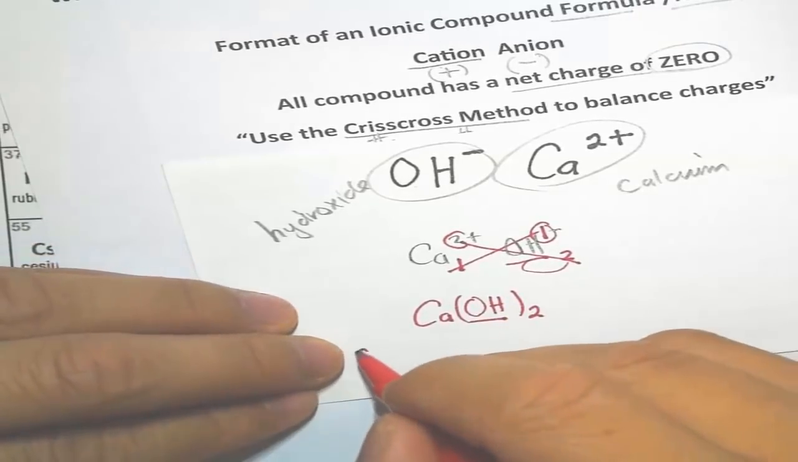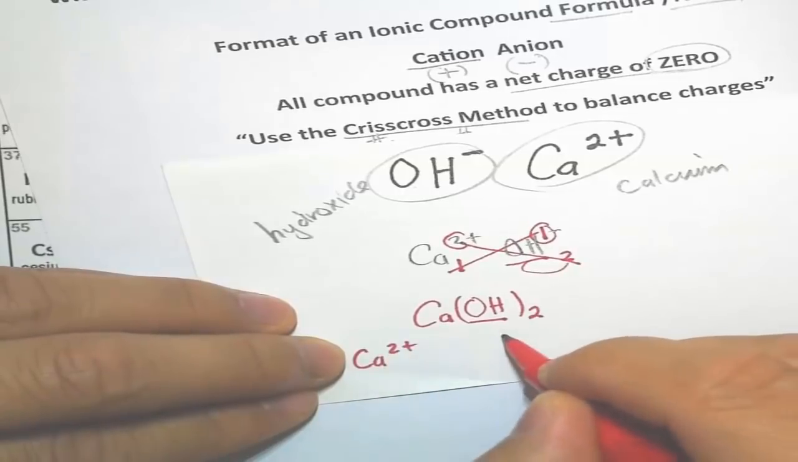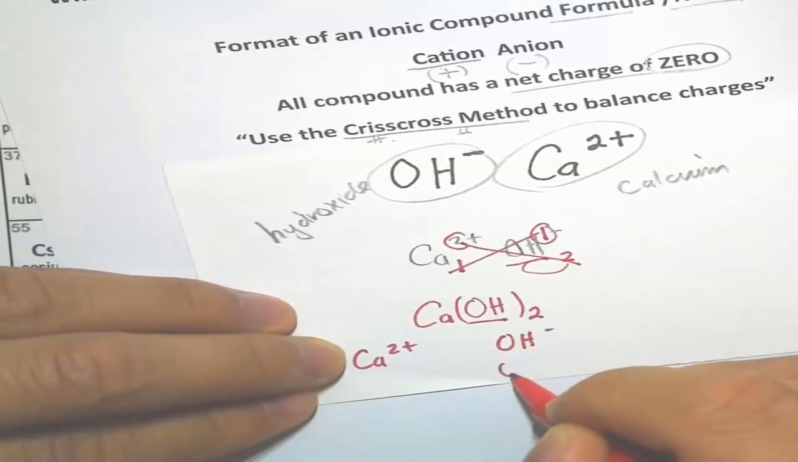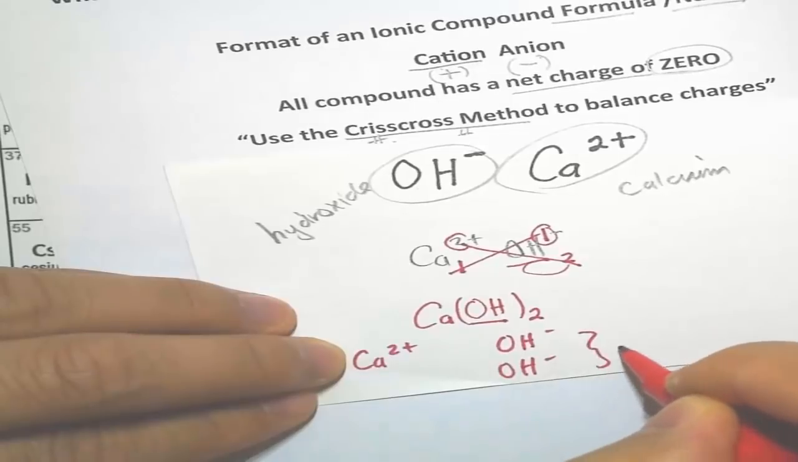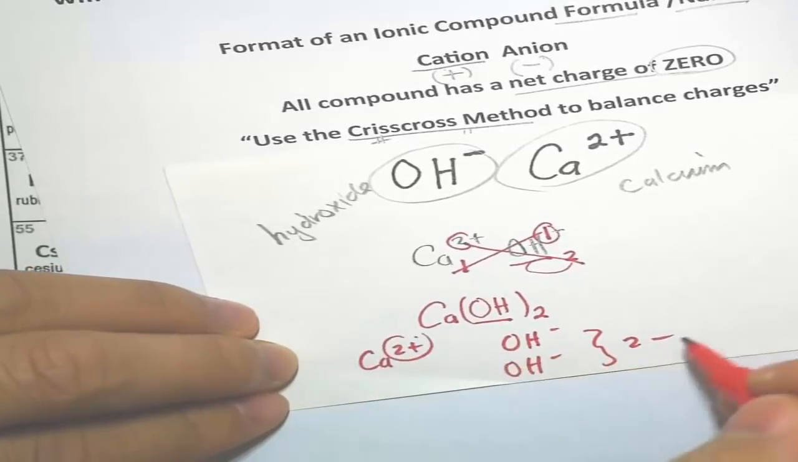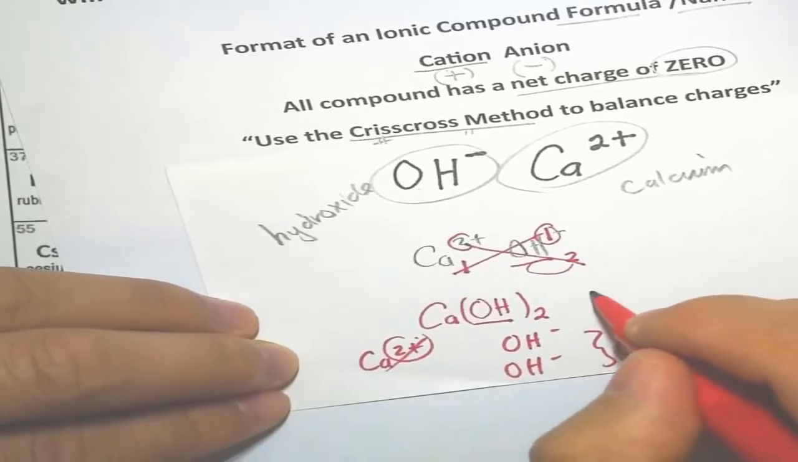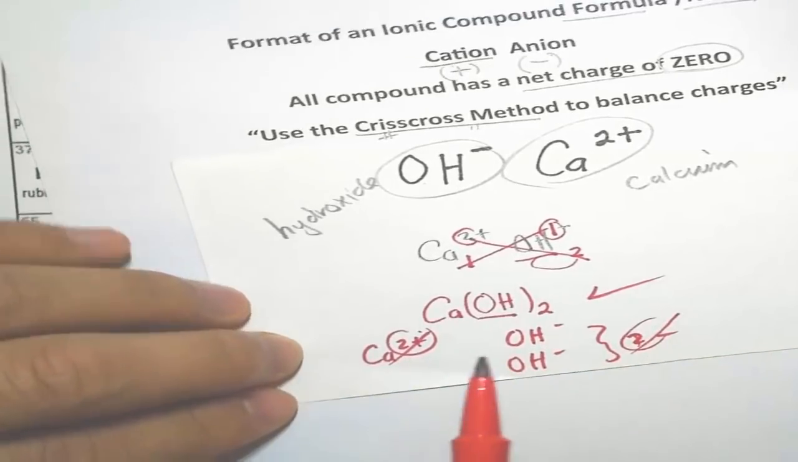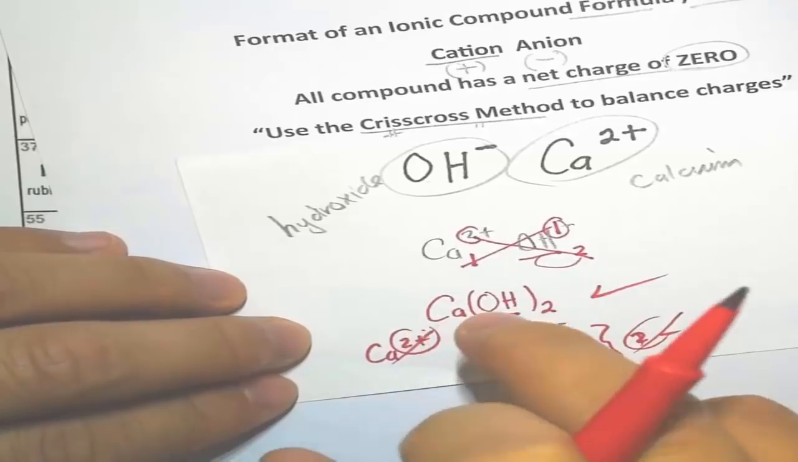Let's prove it. Ca is 2+, and OH, in this case we have 2 of it. Notice how we have minus 2 total, and this is plus 2, and they cancel each other out. So this is our answer. And what's the name of the chemical formula? Calcium hydroxide.